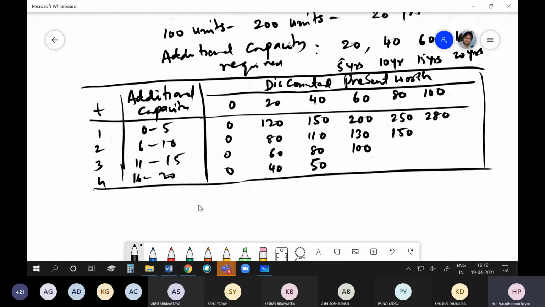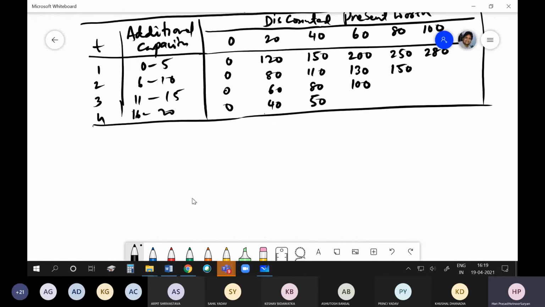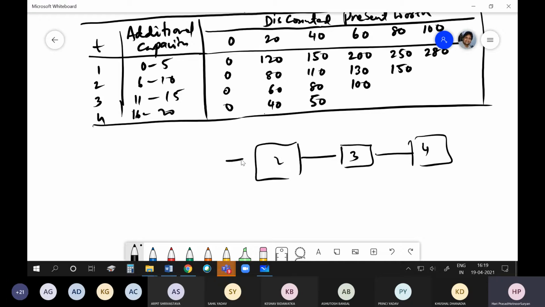So how can we solve it using DP? The same thing. We just take it into 4 stages: stage 4, stage 3, stage 2, stage 1. So this is basically present, after 15 years, 10 years, 5 years, and at present.